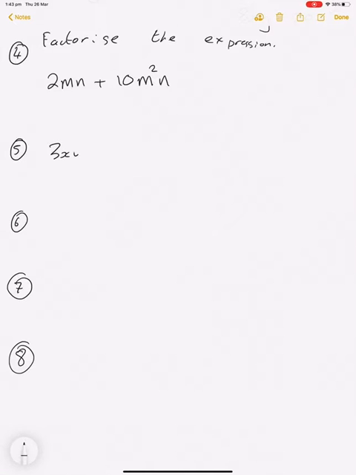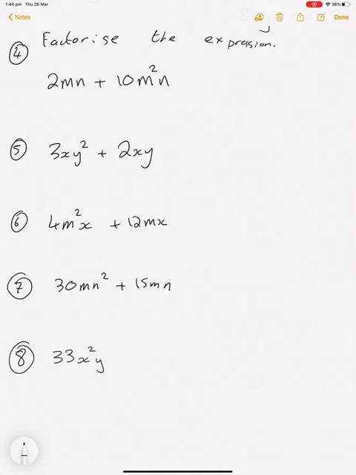3xy squared plus 2xy. Let's do 4m squared x plus 12mx. Let's do 30mn squared plus 15mn. And let's start off with a difficult one: 33x squared y squared, and let's do 3xy. We need to find the highest common factor.